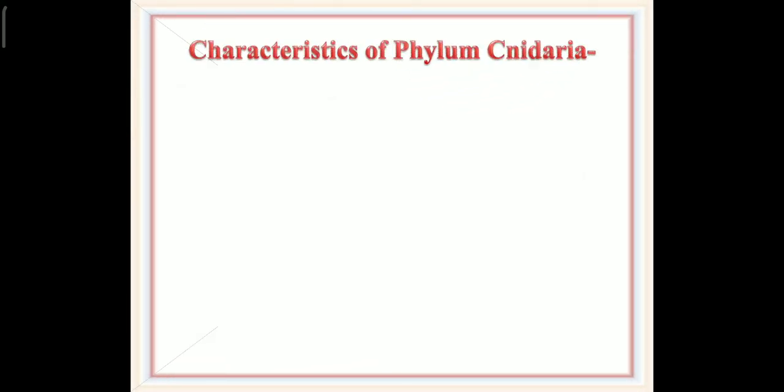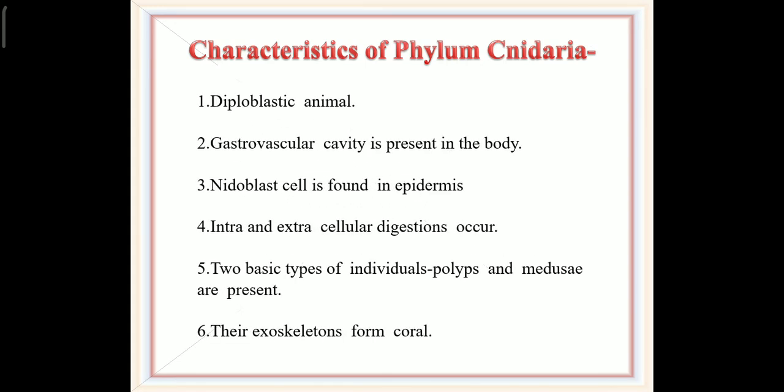Now let's discuss some of the important characteristic features of the phylum Cnidaria. The Cnidaria are diploblastic animals. A gastrovascular cavity is present in the body. Cnidocytes, special types of stinging cells, are found in the epidermis. Intracellular and extracellular digestion occur. Two basic types of individuals, polyp and medusa, are present. Their exoskeletons form coral.